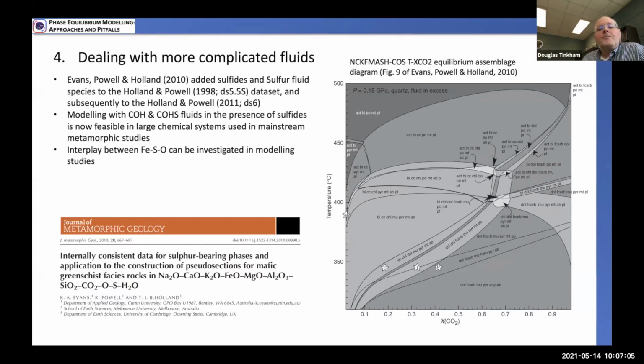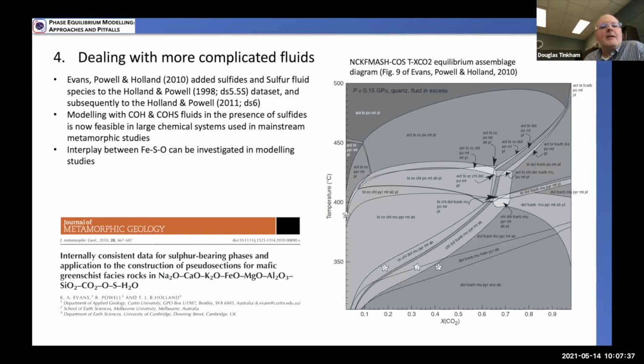And so there's been some advances here in the fluids and in the databases. So in regards to the Holland and Powell database, Evans, Powell, and Holland added sulfides as well as some sulfur fluid species to the Holland and Powell database, dataset 5.5. There's a database out there called DS 5.5 uppercase S, where the uppercase S stands for sulfur, not to be confused with the database that has a lowercase s, which is for sapphire.